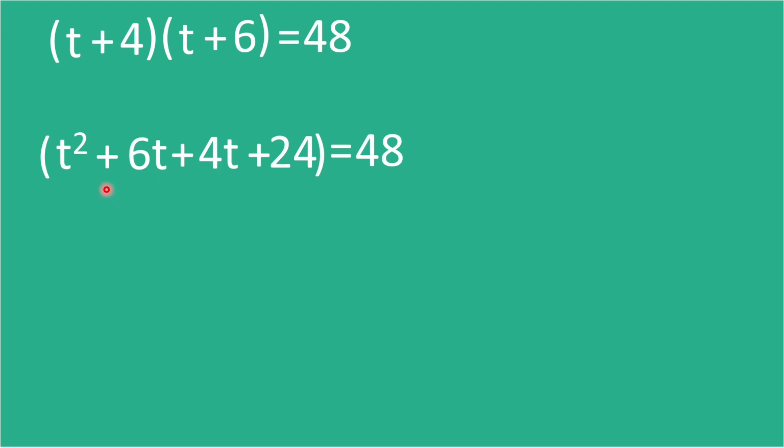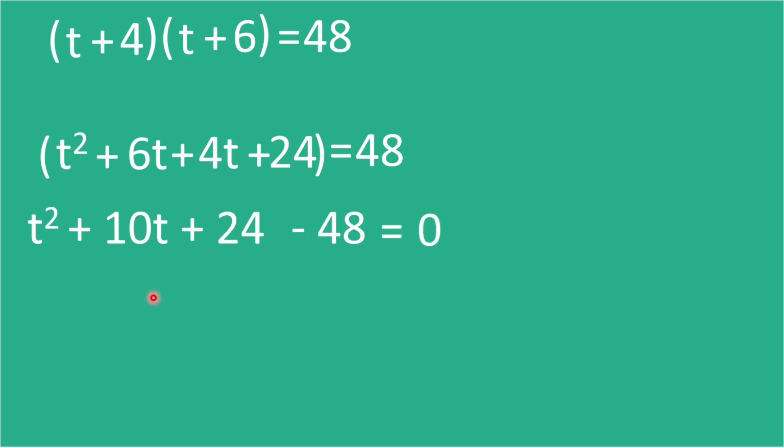Moreover, here in this part of the question, we will add this 6t + 4t, which will become 10t. So overall the equation will become t squared + 10t + 24, and then we will shift this 48 to this side of the equation, which will become minus 48, equals 0. And now in the next step, t squared + 10t + 24 - 48 equals t squared + 10t minus 24, which is equal to 0.